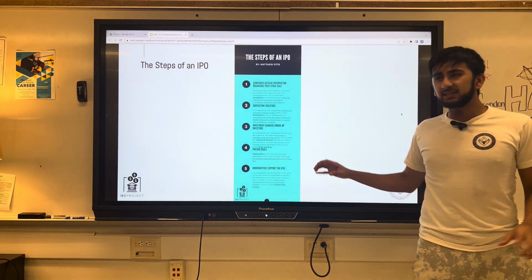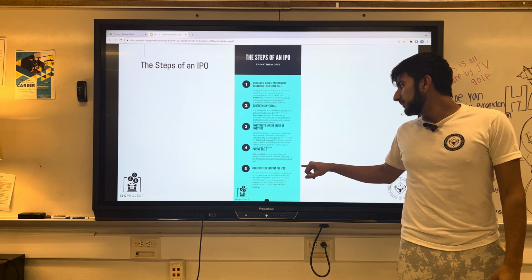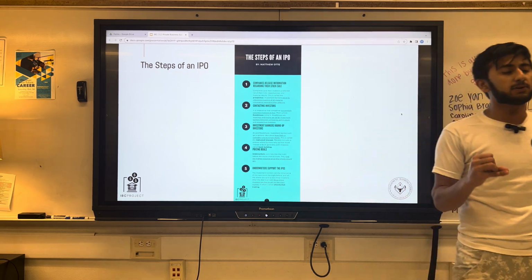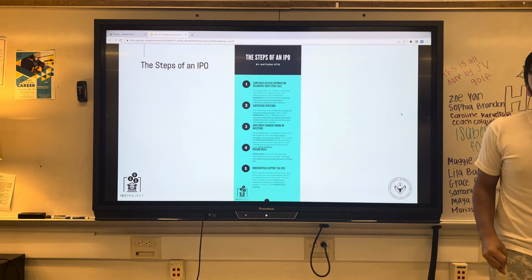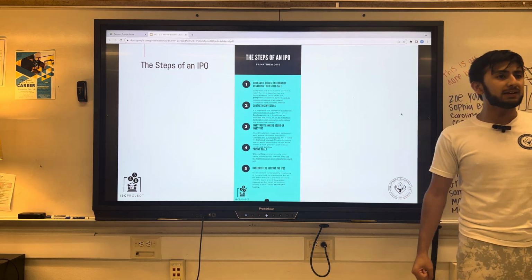Now, pricing deals. This is important. Underwriters work late into the night before the stock starts to trade so that they can find the highest possible price that the stock would trade for. Now, this price part is really important because we need to maintain an equilibrium. And we're going to get to that in a second.